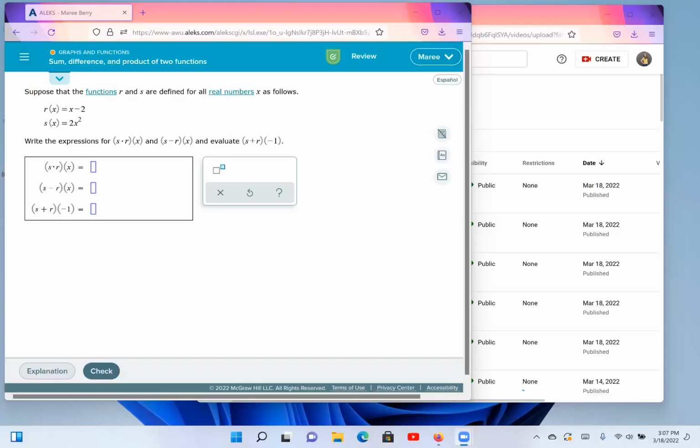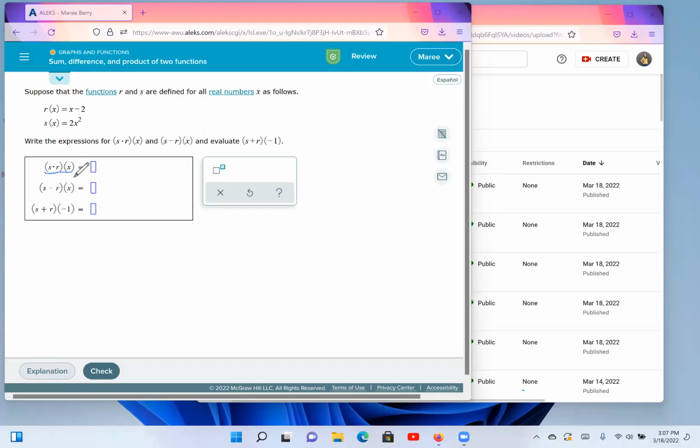This lesson is the sum, difference, and product of two functions. So when we are multiplying, dividing, adding, subtracting, we just take what the functions are and we times them together, or we subtract them, or we add them. So we're going to just do this example here.